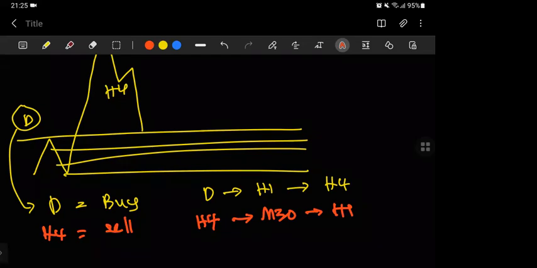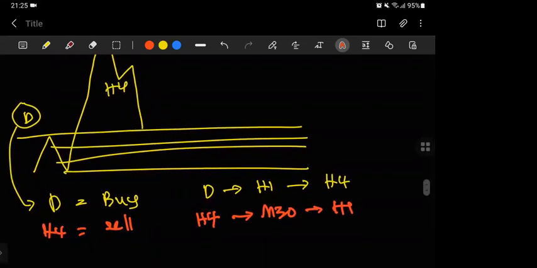Okay. So for this part, do you guys have any problem? I mean this combination.